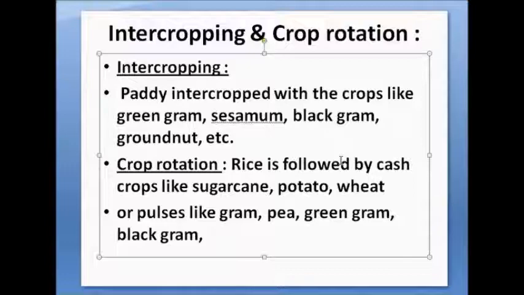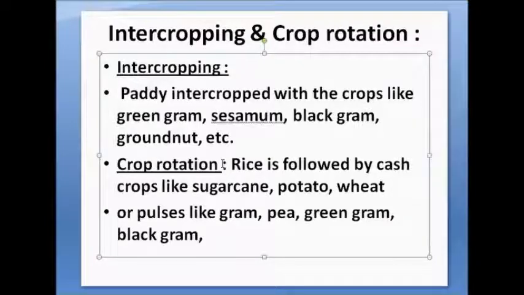Now intercropping means it is a cropping. Crops are grown where between the 2 rows of paddy, other crops can be grown. For example, in case of paddy, green gram, sesame, black gram, groundnut, such crops, any one of the crops can be grown. Means 4 lines of paddy, 2 lines or 1 line of green gram, 4 lines of paddy, 1 line of sesame, likewise. So it is called intercropping.